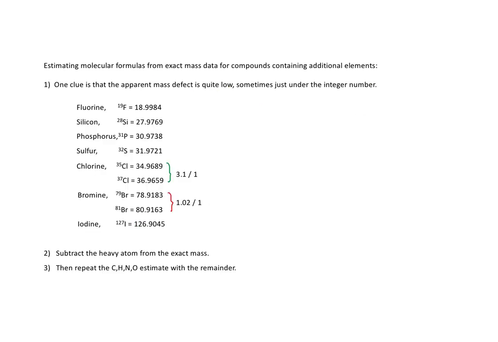This method can also be extended to estimate molecular formulas for compounds that have one or two elements with higher atomic mass. One clue is that the mass defect is often much lower than what we see for compounds that are dominated by carbon and hydrogen, sometimes even under the integer number, especially for the higher atomic weight elements such as bromine and iodine.